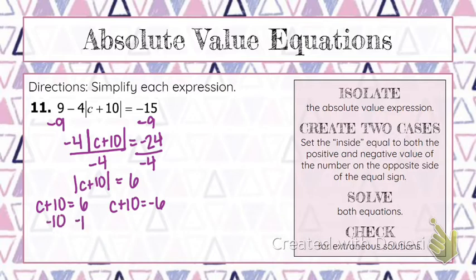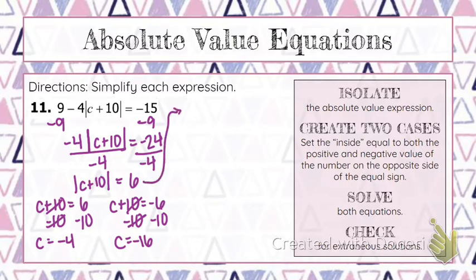Subtract 10 from both sides. I didn't mean to do both equations at once, but it's going to happen that way anyway. And the 10s cancel, and we get c equals negative 4. And over here we get c equals negative 16. Then we're going to plug those in to our most simple version of our absolute value equation and see if they work.